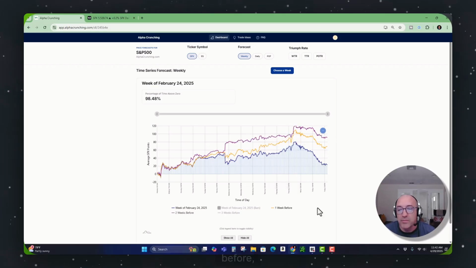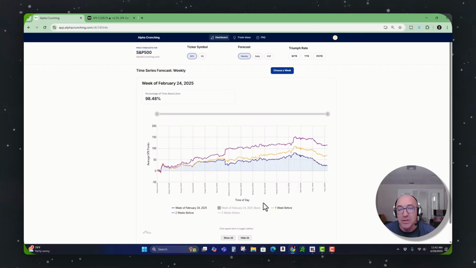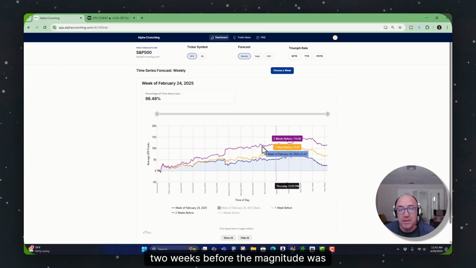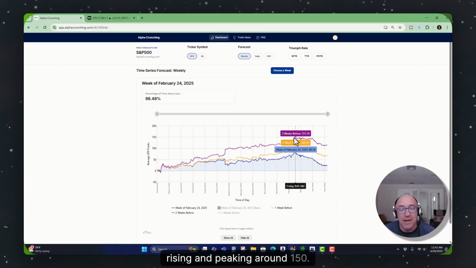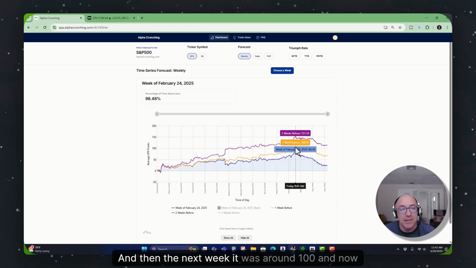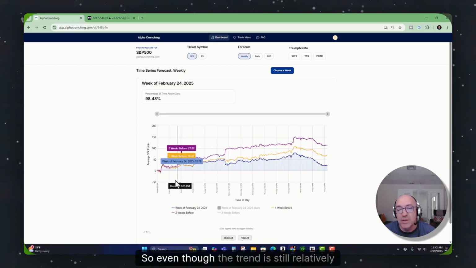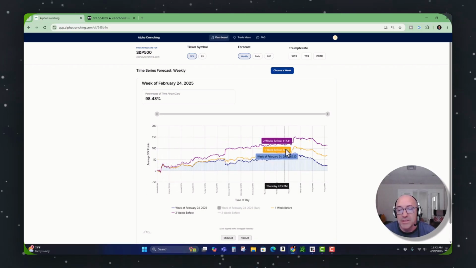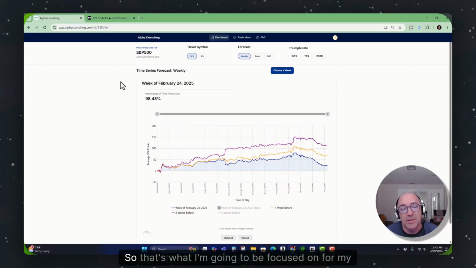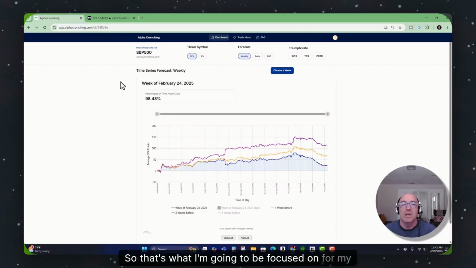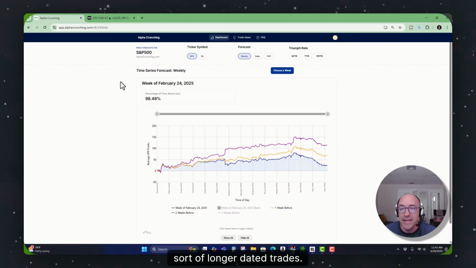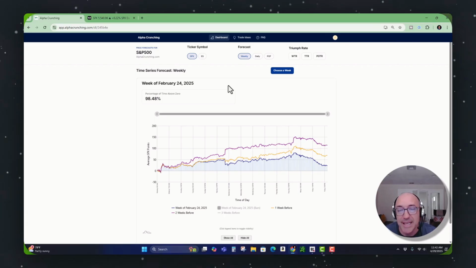And if we go two weeks before, we can see, look, two weeks before the magnitude was rising and peaking around 150, and then the next week it was around 100, and now it's closer to 80. So even though the trend is still relatively bullish, that weakening is sort of a heads up. So that's what I'm going to be focused on for my longer dated trades. I'm going to loosely call it 30 days to expiration.